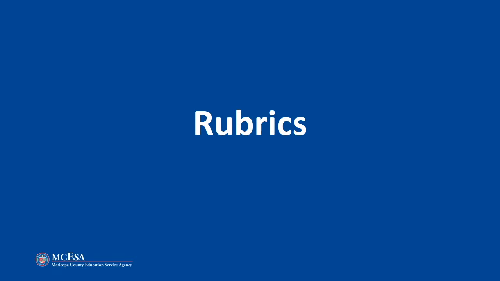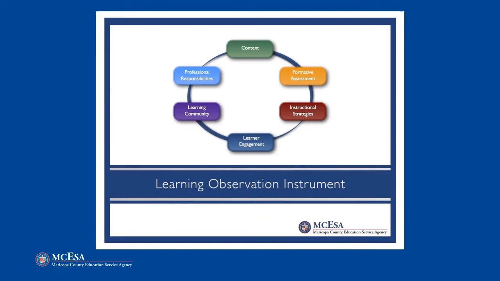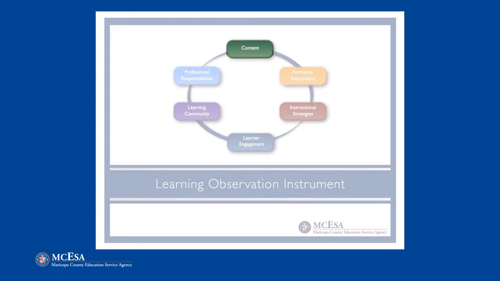Let's take a look at the individual rubrics. When looking at the cover of the LOI, you will see that the instrument is divided into 6 color-coded rubrics: content, formative assessment, instructional strategies, learner engagement, learning community, and professional responsibilities. The first 5 rubrics are used in a learning observation cycle. The 6th rubric, Professional Responsibilities, is scored at the discretion of each district.